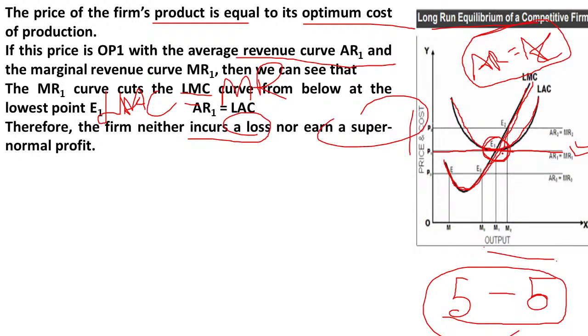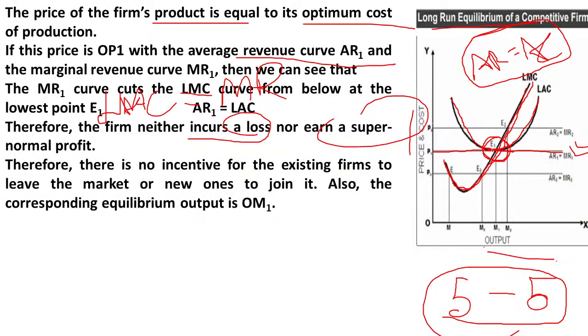Here LAC, AC is equal to MC, and also equal to MR, and also equal to AR. It also equals the price. So here the firm will not make any loss and will not earn any profit. Therefore there is no incentive for existing firms to leave the market or for new ones to join it. Because of the normal profit, no firm is going to leave the market. If a new firm enters the market, it won't make any profit. So this is known as the equilibrium point. Here no firm wants to leave the market, and no firm wants to enter the market.